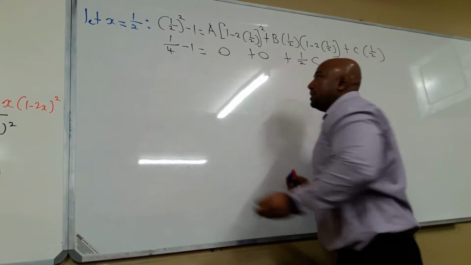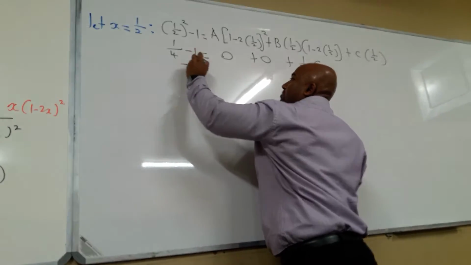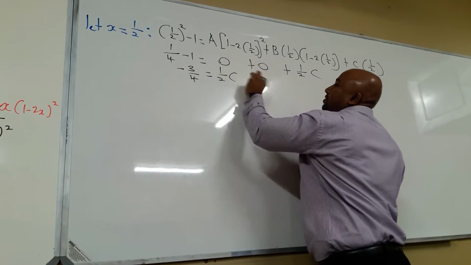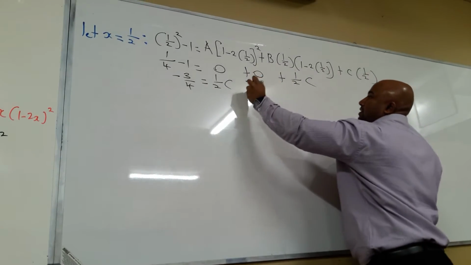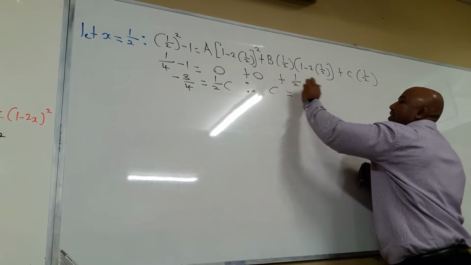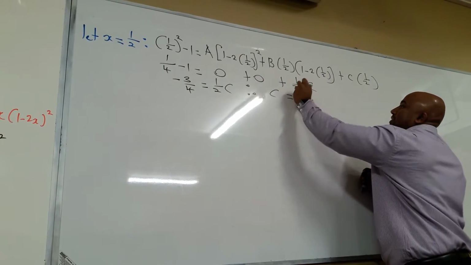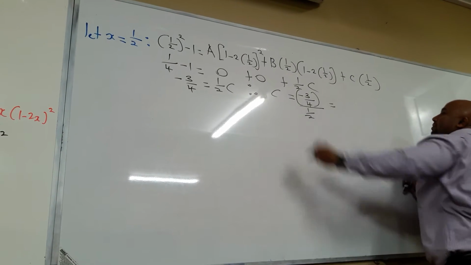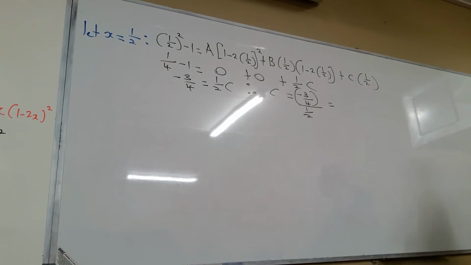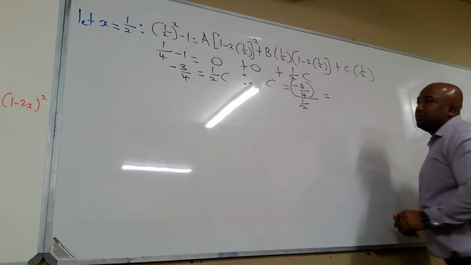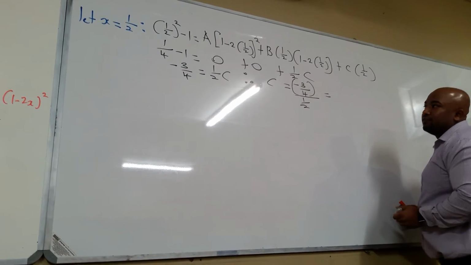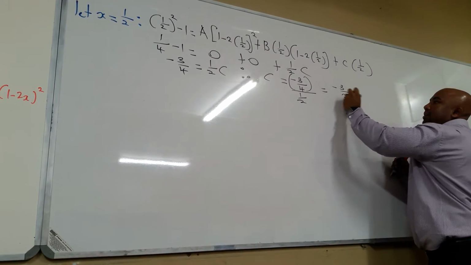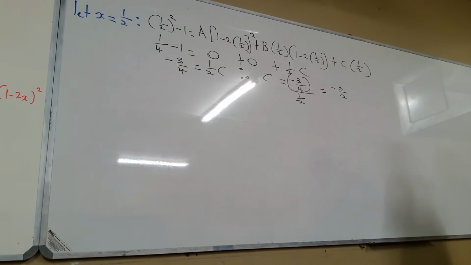1 over 4 minus 1. 1 over 4 minus 4 over 4 is minus 3 over 4, which is equal to 1 over 2c. So therefore, c will equal minus 3 over 4 divided by 1 over 2, which will equal, but you don't have to go and show all working here, you can just use your calculator. So let's see, what will it be? Minus 3 over 2, am I right? Yes, that will be minus 3 over 2. Simplify.